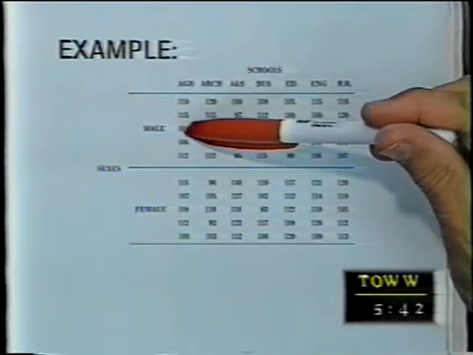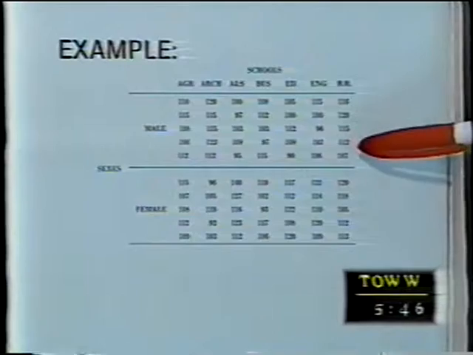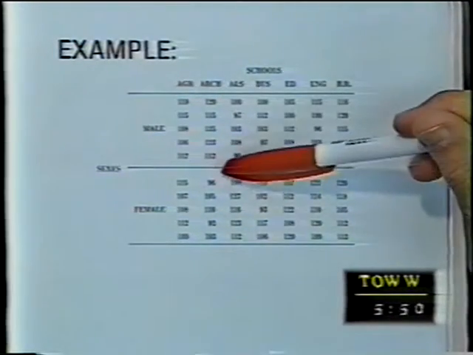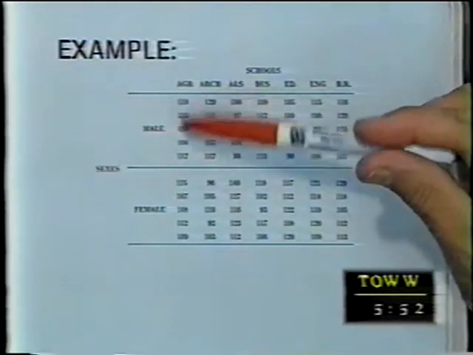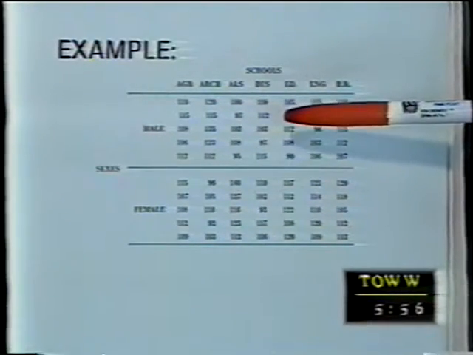And I have 10 people from each of 7 schools. I have 70 people in my survey, 35 of which are males, 35 are females. I have 10 people from each school. Now, I have these people. What have I done with them?